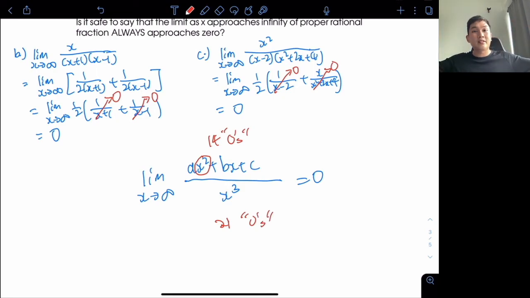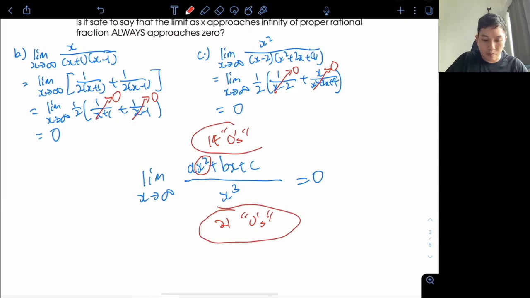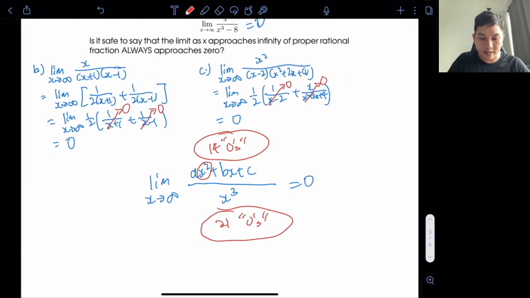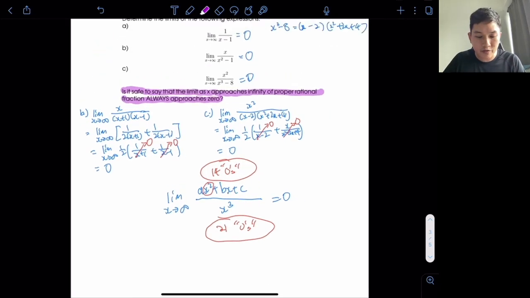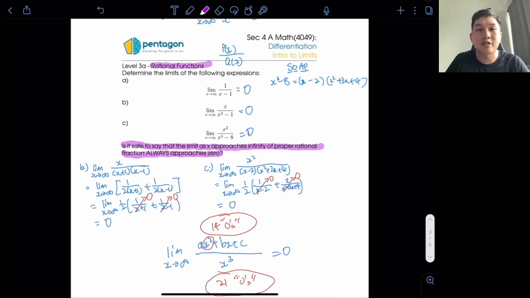As we increase the number of zeros, as x becomes larger and larger, like 100 billion, 10 gazillion, what happens? The number of zeros at the bottom is going to be much more than the number of zeros in your numerator. That's the way it's going to be, because it's an x cubed and your numerator is only x squared. And that is why we can safely say that the limit as x approaches infinity of proper rational functions is always going to approach 0. That is an important result.